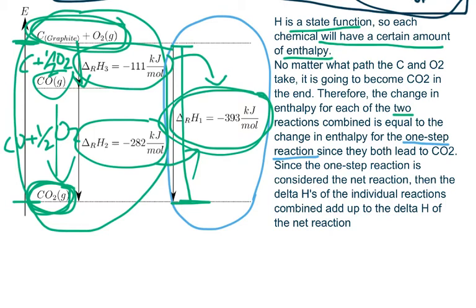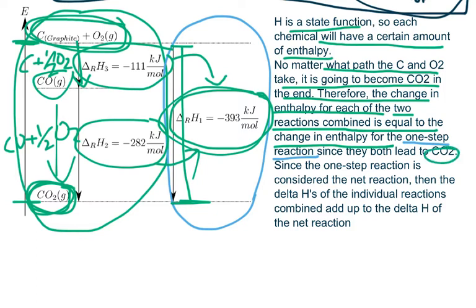So I'm going to read this explanation to see if this makes more sense. No matter what path the C and O2 take, it is going to become CO2 in the end. Therefore, the change in enthalpy for each of the two reactions combined is equal to the change in enthalpy for the one-step reaction, since they both lead to CO2. Since the one-step reaction is considered the net reaction, then the delta H's of the individual reactions combined add up to the delta H of the net reaction.